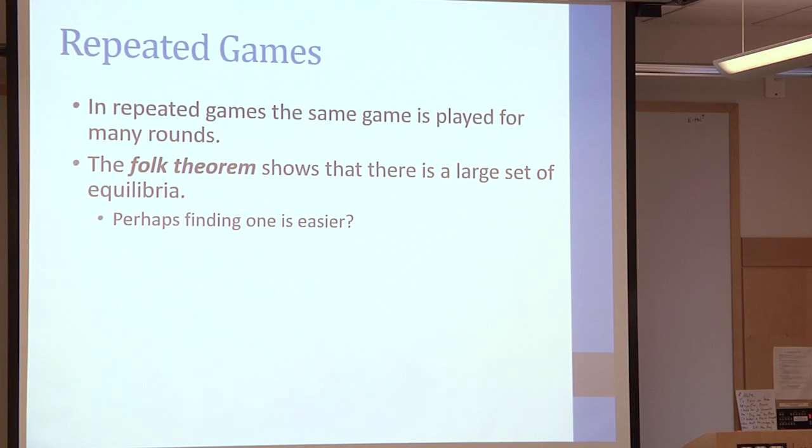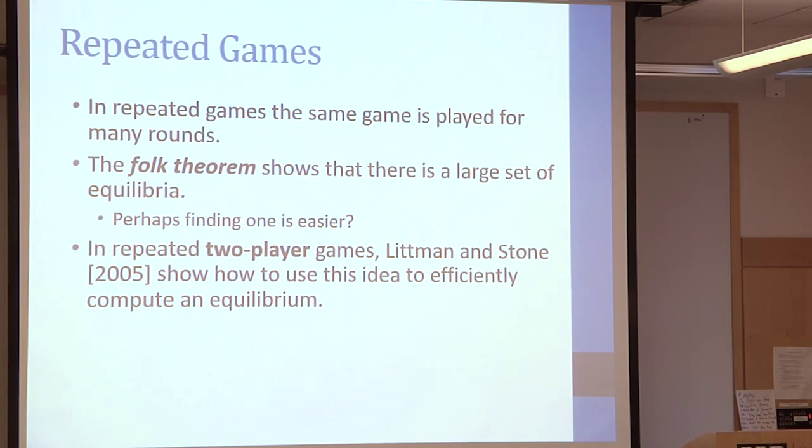So if we have such a large set of equilibria, maybe just finding one is easy, right? I just want to compute one Nash equilibrium in this large set. That should be easy. And indeed, in two-player games, there is a paper showing you can use this idea to find a Nash equilibrium. So there is some hope, right? With two players in a single-shot game that I described before, it's PPAD. You can compute it if it's repeated. Okay, so this gave some hope that this problem is actually easier.